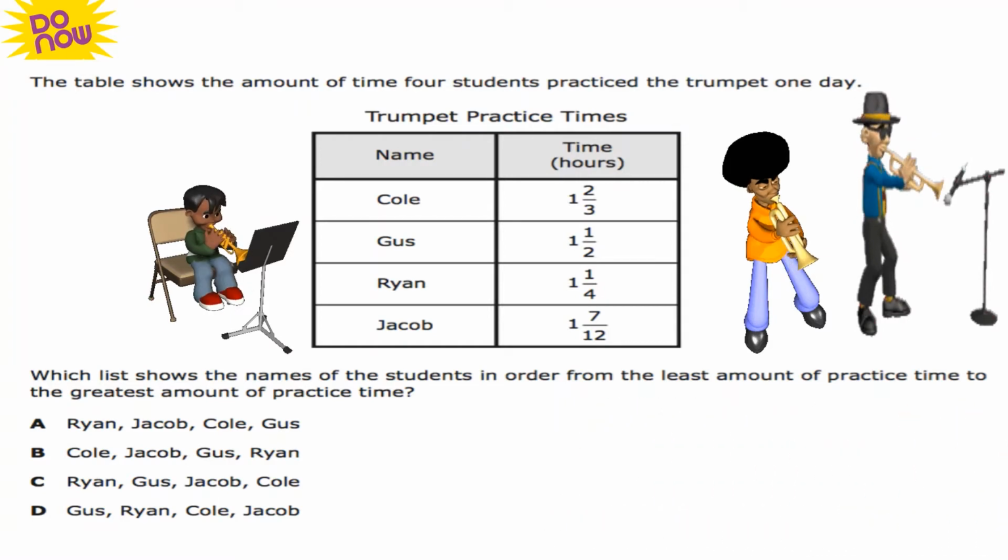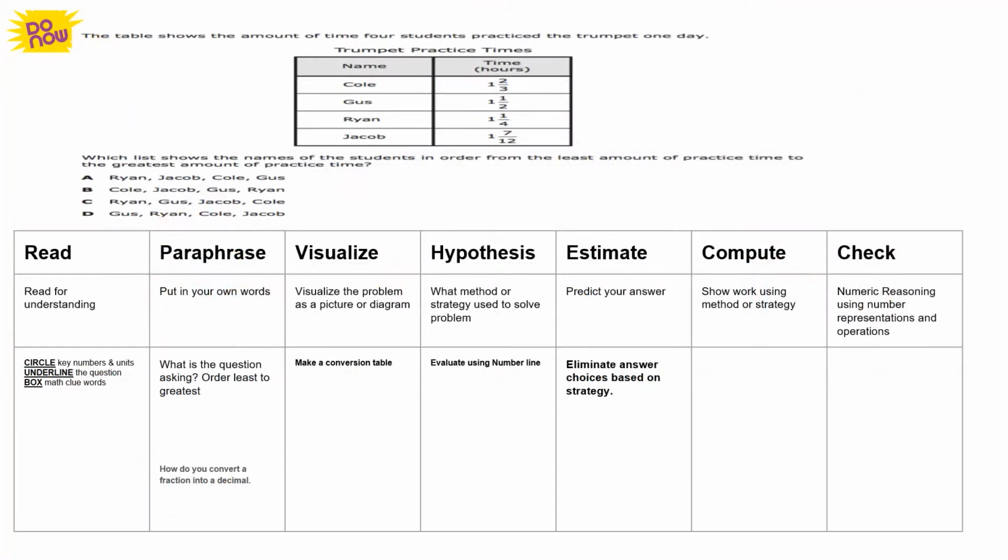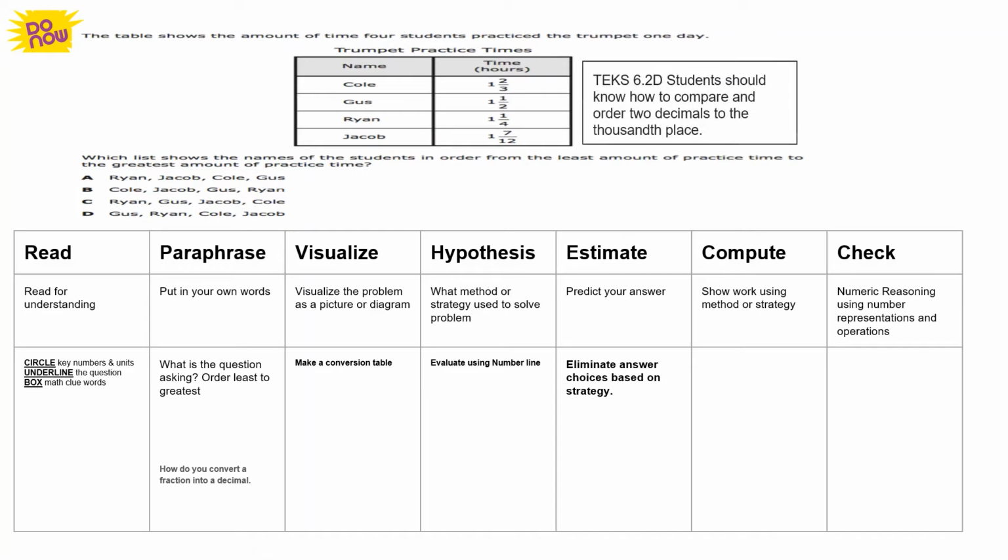Let's get started. Okay, the first thing we'll talk about is that this lesson will be covering TEKS 6.2D. Students should know how to compare and order two decimals to the thousandths place. Now let's do our annotations, which is our CUBE strategy.